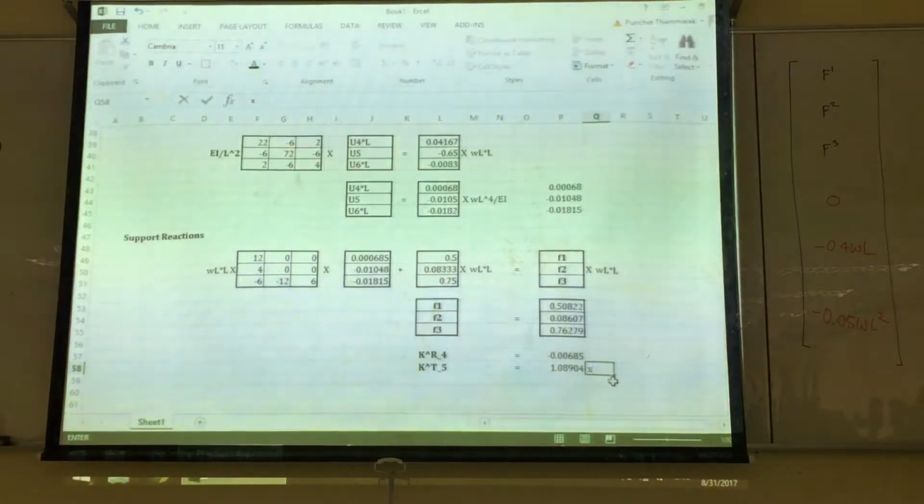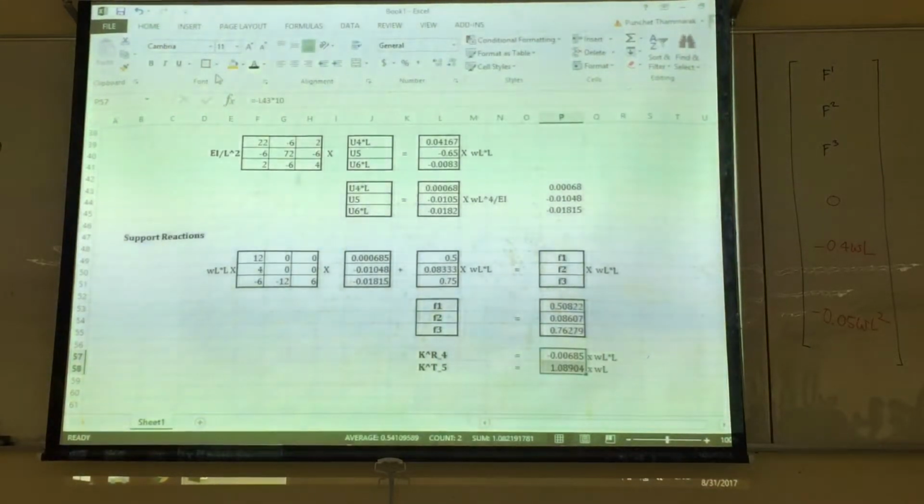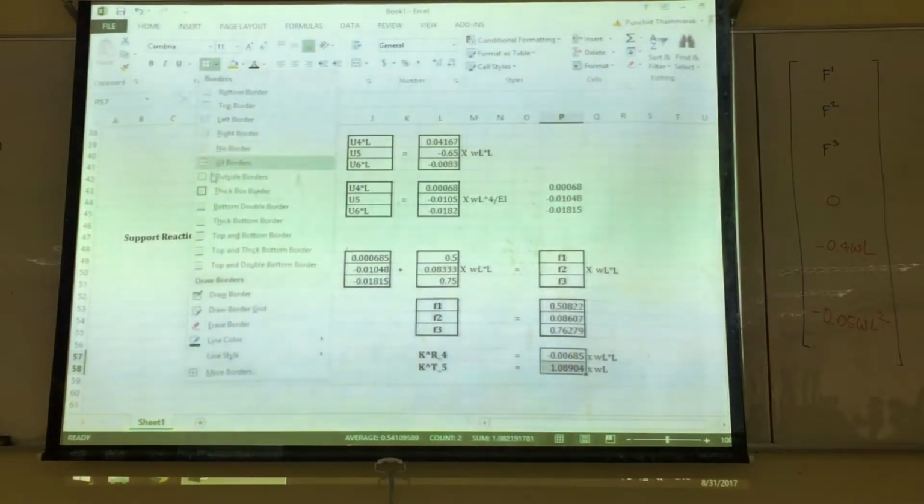This is multiplied by W. What is that now? WL to the 4 over EI, and then you multiply by EI over L cubed, so this turns out to be WL, and this is multiplied by L, WL squared, right? Done, done, done.